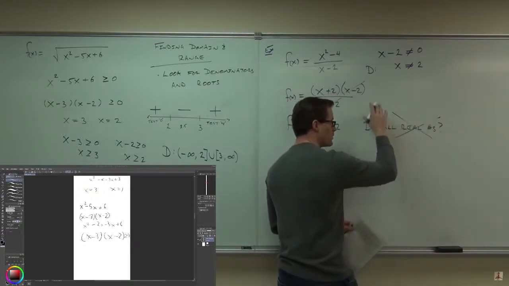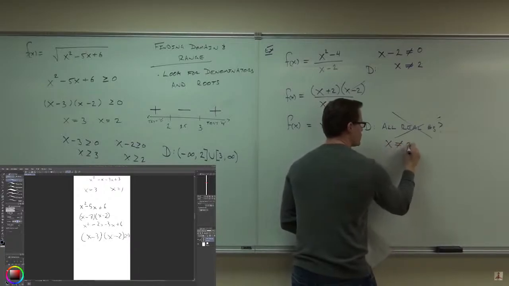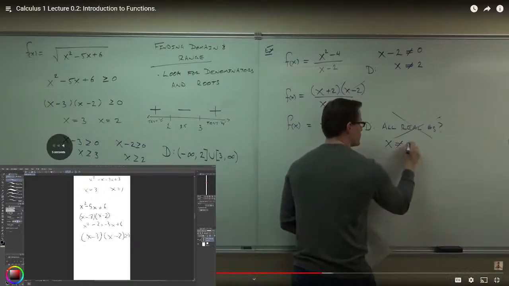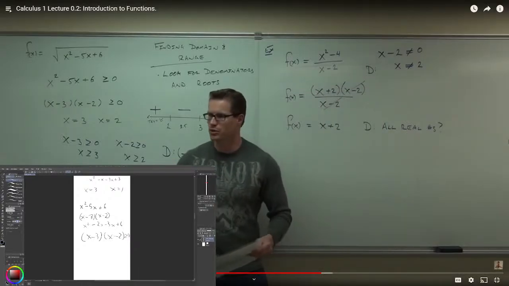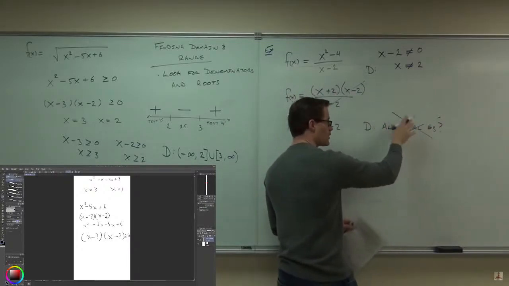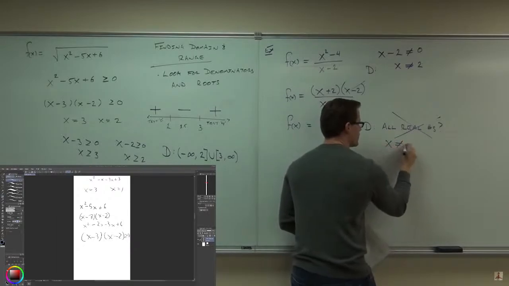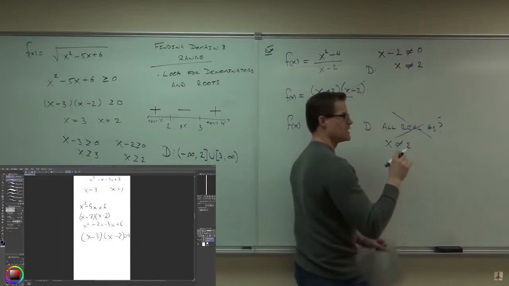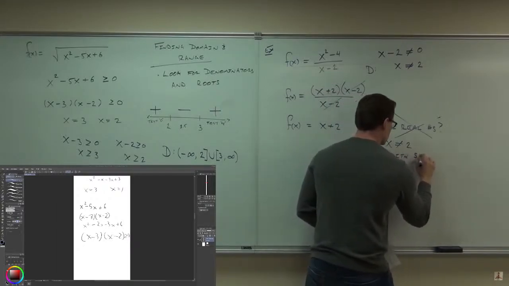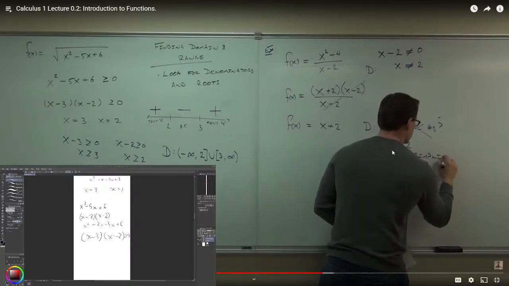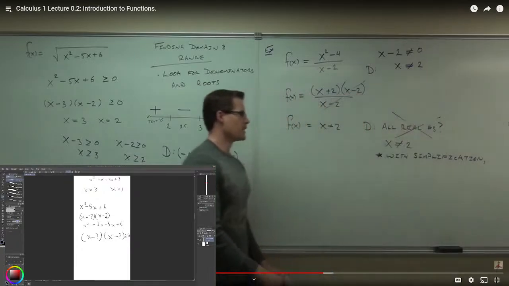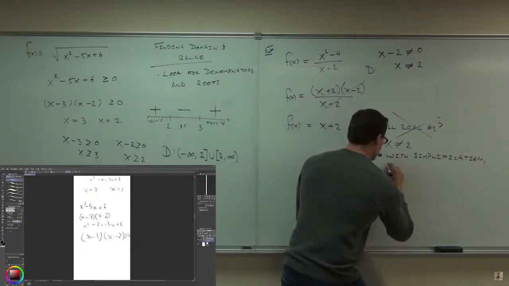So our domain stays the same. x still cannot equal 2. So for simplification, keep your original domain. With simplification, keep the original domain.